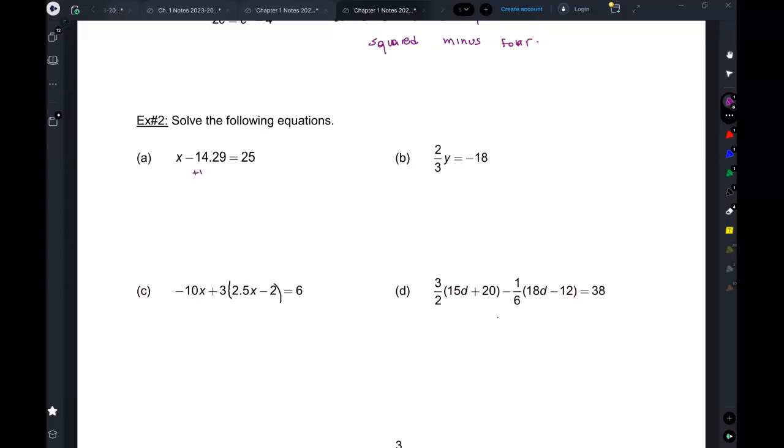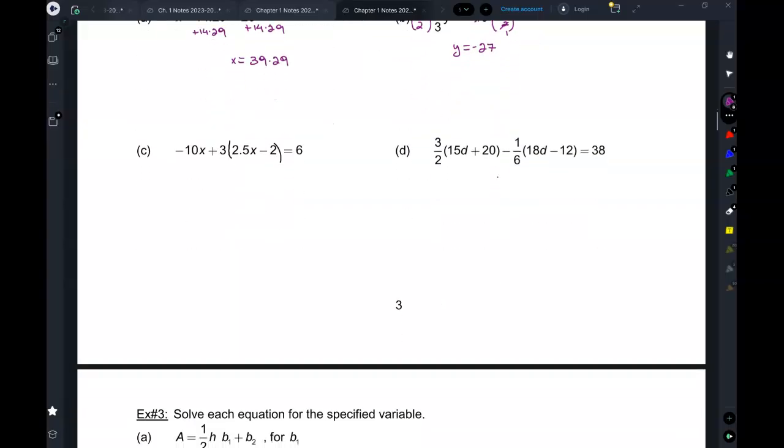Okay, so let's solve some equations. First off, we're going to add 14.29 to both sides. So we're going to get that x is equal to 39.29. Next, we're going to multiply both sides of this by 3 over 2. So when this cancels, we get a 9, we get a 1, y equals negative 27.